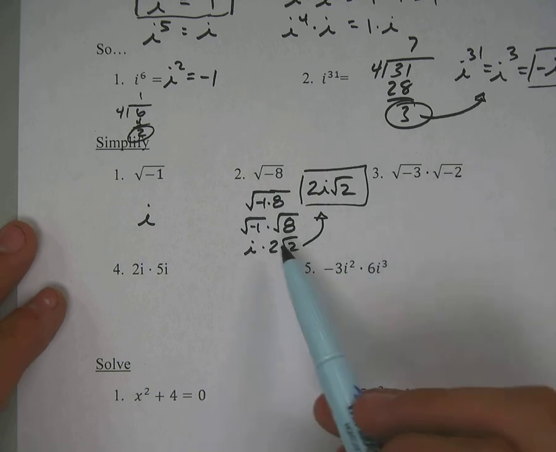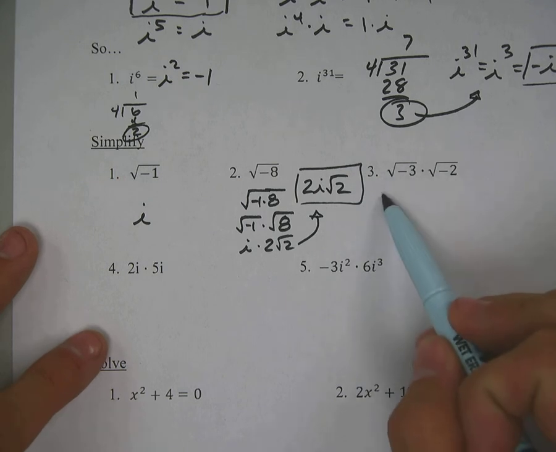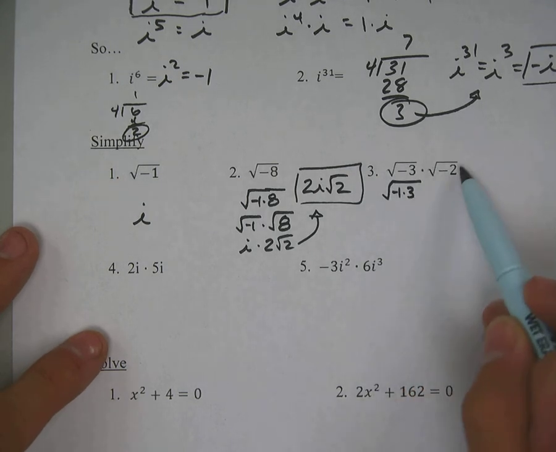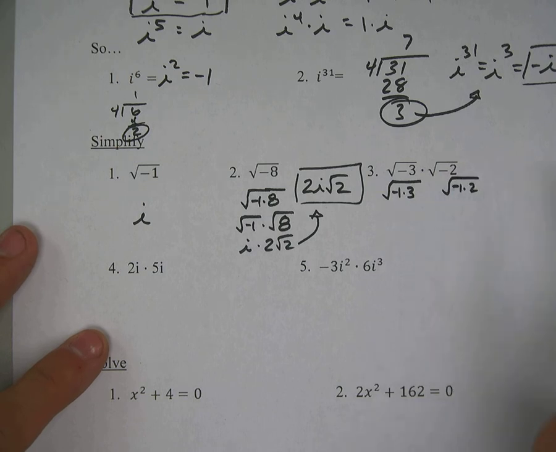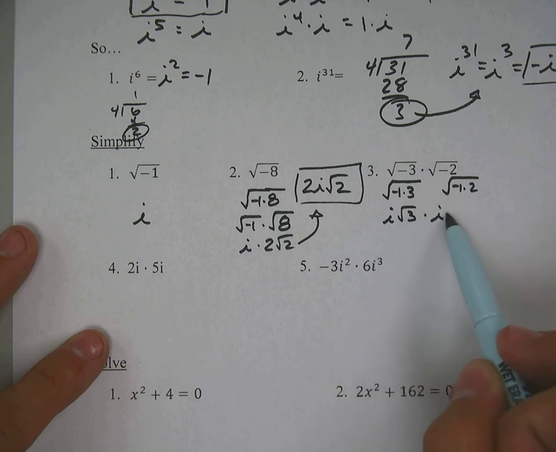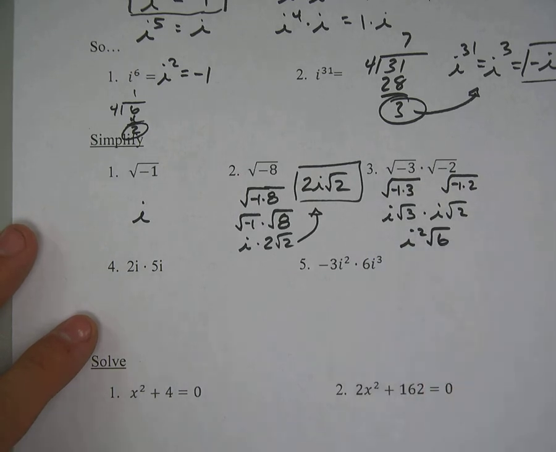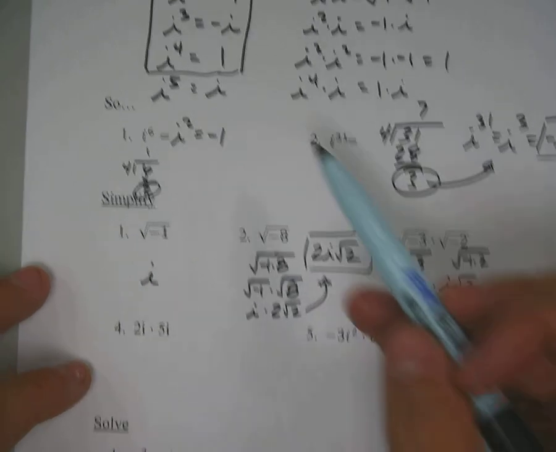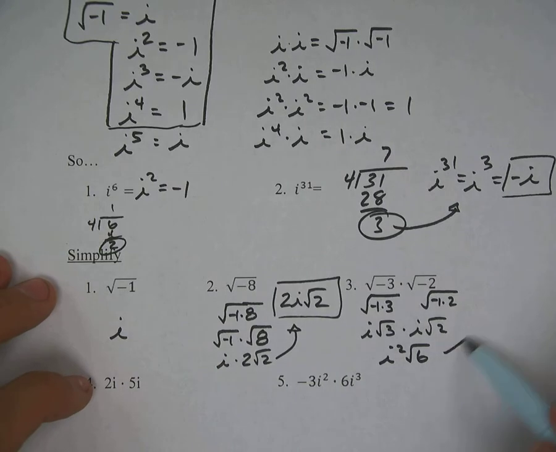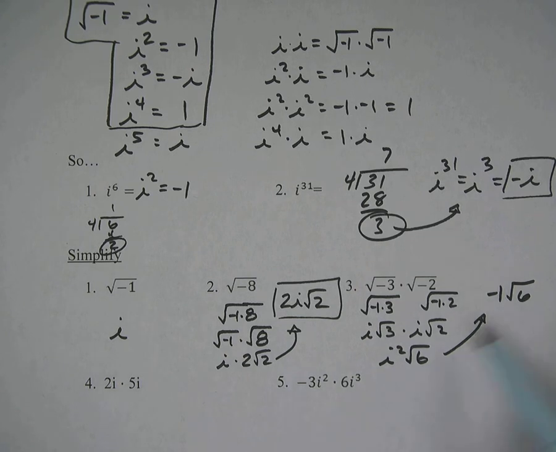Okay, what about this one? Well, let's see. If we take what we did over here, the square root of negative 3, remember, that's the same thing as the square root of negative 1 times 3. And the square root of negative 2 is the same thing as the square root of negative 1 times 2. So the square root of negative 1 is i. And I can multiply. So I get i squared root 6. But i squared, if you go back up here, is equal to negative 1. So my final answer is just negative root 6.